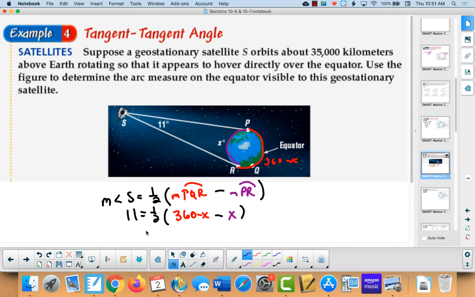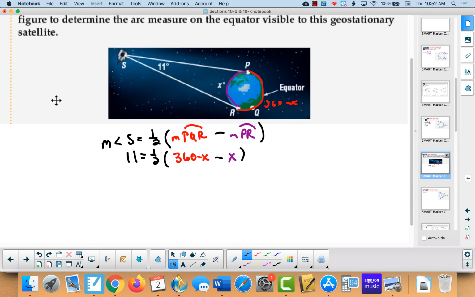And this is 11. Again, we want to multiply both sides by 2 rather than distributing. This 360 minus X is the same thing as 360 minus 2X. So if I move this 2X over here and do 360 minus 22, I get 2X equals 338, and X equals 169 degrees.